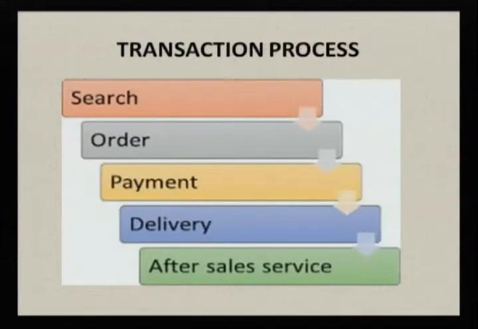Now, let us proceed further and understand how the transaction takes place online. So, what is the transaction process involved? Now, there are 5 steps for your online transaction to take place on a site or through the e-business model. It involves search, order, payment, delivery, and after sale service.